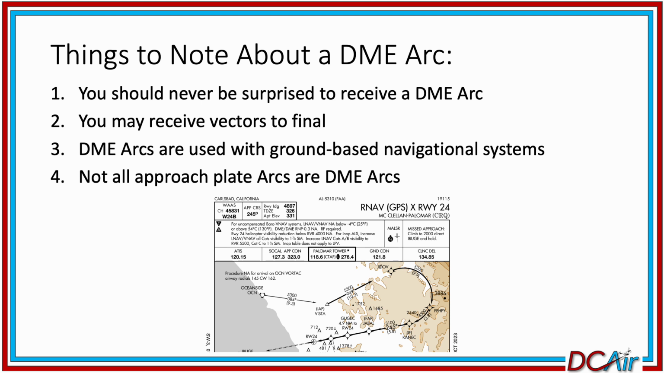However, just because you see an arc on an instrument approach procedure, it may not be a DME arc. This example from Palomar Airport in San Diego shows an arc that is flown with GPS waypoints, but is not tied to a ground-based navigational aid. In this approach, the GPS is relied upon to give turn instructions to maintain the desired radius.